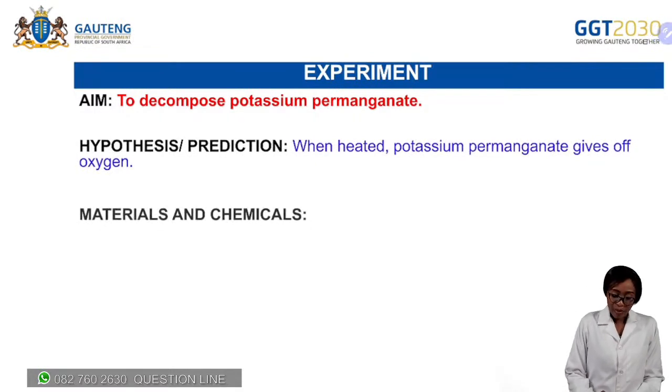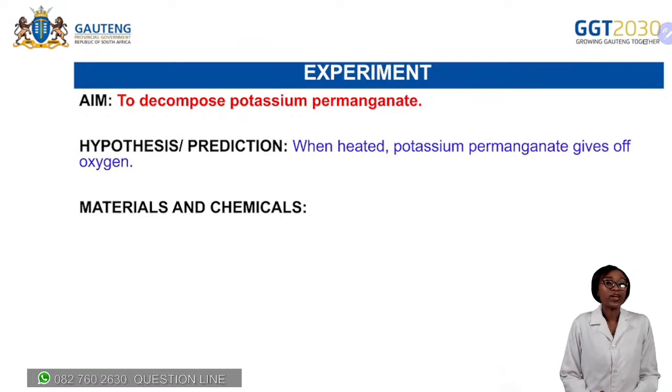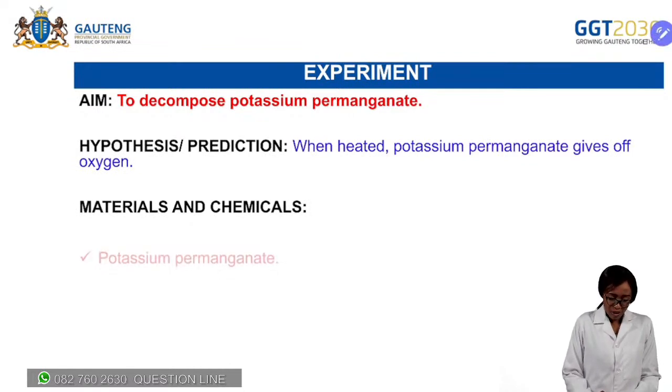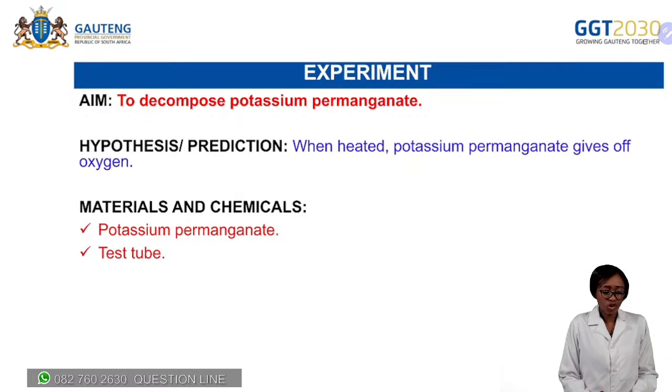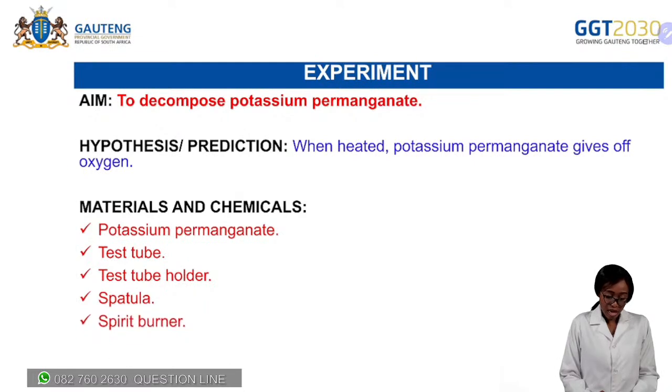These are the materials and chemicals that we're going to use in our experiment. We're going to use potassium permanganate, which we're going to decompose, a test tube holder, a spatula, and a spirit burner. So this is what we're going to use during the experiment. Of course, we're going to use a wooden splint and matches.